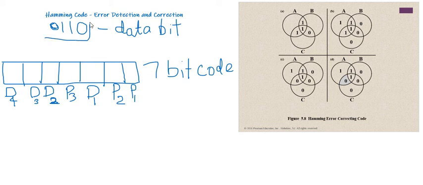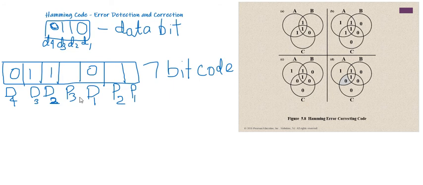Here in the data bits, the 0 on your right side is data bit 1. Next comes data bit 2, D2. Next comes data bit 3. And the last 0 is your data bit 4. So let's copy those here. D1 is 0, D2 is 1, D3 is 1, D4 is 0. So what are the remaining 3 bits? P1, P2, P3 are still empty.